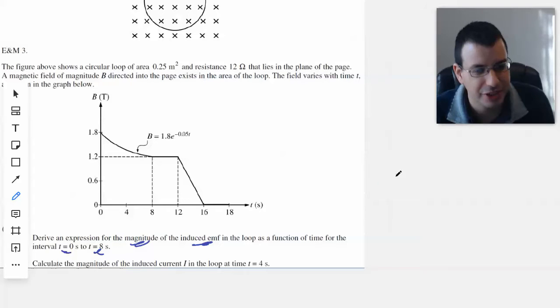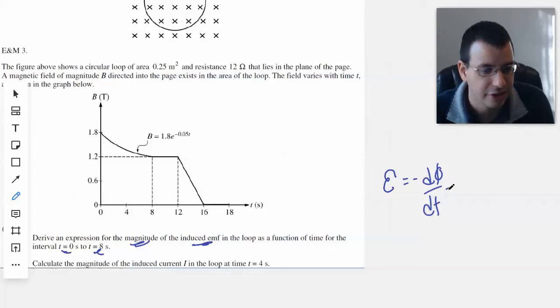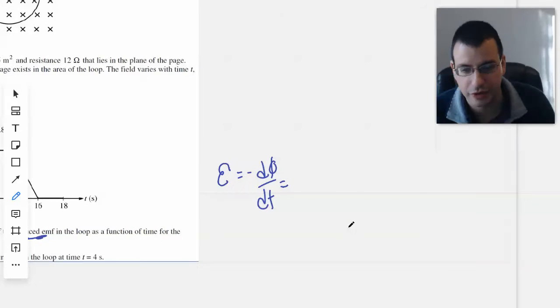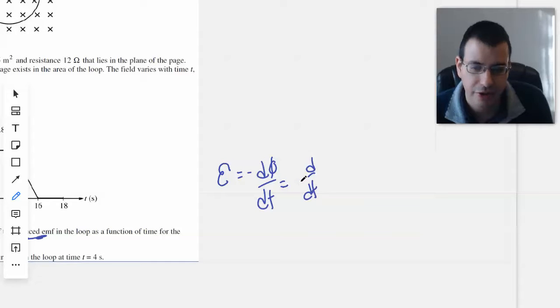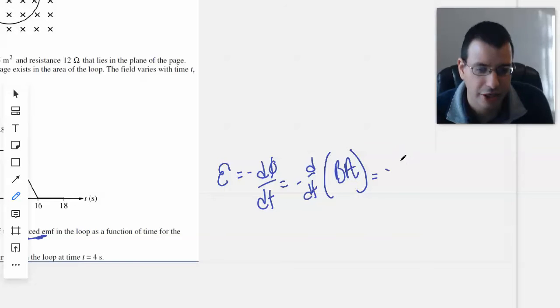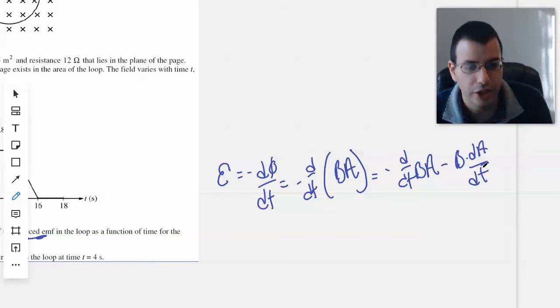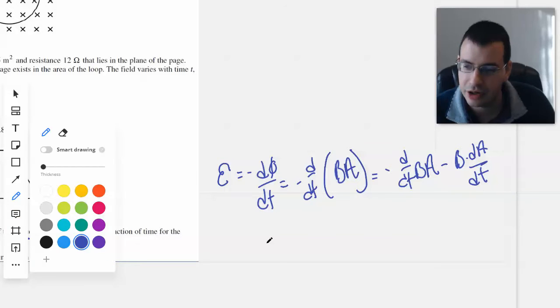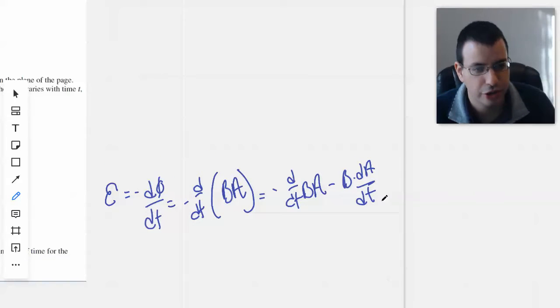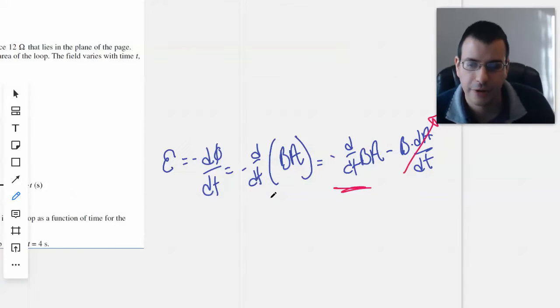Now, my first epsilon of the day is always terrible. Negative d flux dt equals negative d dt of magnetic field times area, which equals negative d dt of B times A. I'll distribute the negative: B times dA dt. We know that the area of the loop is constant, so the change in area with respect to time will be 0. So we're left with this portion.